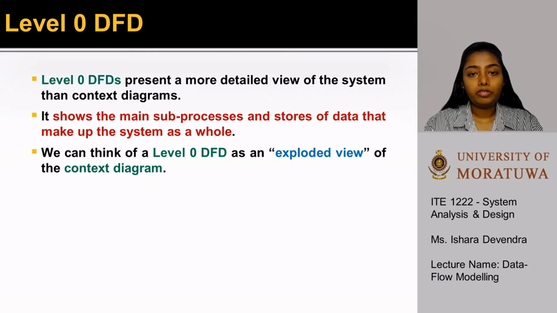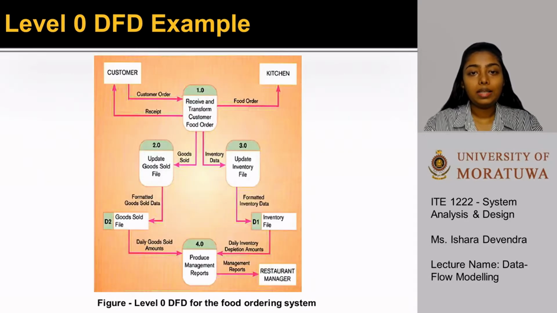Level 0 data flow diagrams represent a more detailed view of the system than context diagrams. It shows the main sub-processes and stores of data that make up the system as a whole. We can think of a level 0 data flow diagram as an exploded view of the context diagram. This is an example level 0 data flow diagram for the food ordering system. In this diagram, we can see main processes, data stores, and the data flows in the food ordering system.